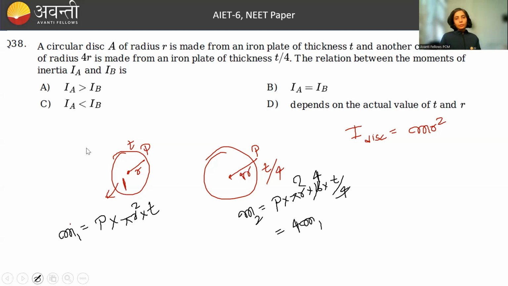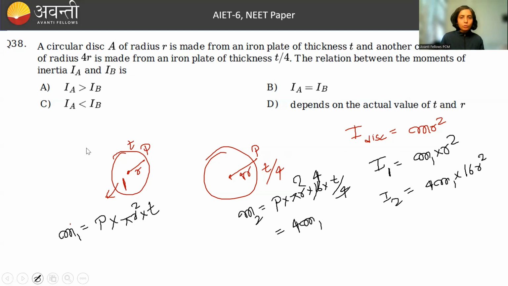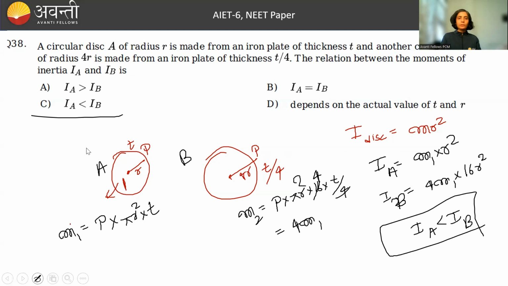You know? Now let's calculate their moment of inertia. So for 1, m is m1, r is r, so m1 r square. And what will be I2? I2 is 4m1 into r, what will you write for r, 4r, so 16r square. Am I correct? Yes. Okay. So definitely this is termed A, this is B. So IA is less than IB. So the correct answer will be C. Okay.